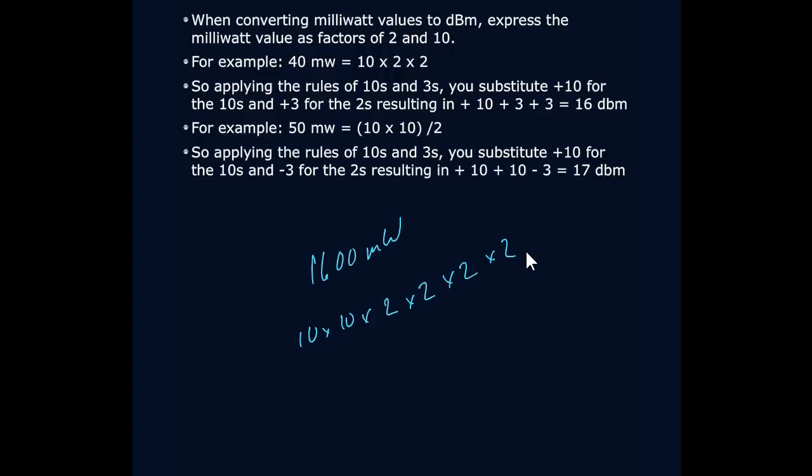So if we convert that back then, every time we do a 10, remember that is going to be adding a 10. Every time we multiply by 2, we're adding 3. So 4 2s, so 4 3s, so that's going to be 20 plus 3 plus 3 plus 3 plus 3 is 12, and that's going to be 32 decibels is going to be what is equal to our 1,600 milliwatts, or 1.6 watts, if it's written that way. So this is how we convert from milliwatts to decibels.